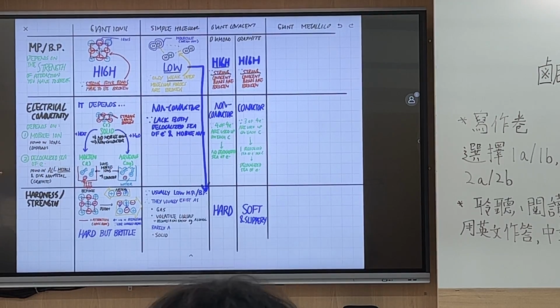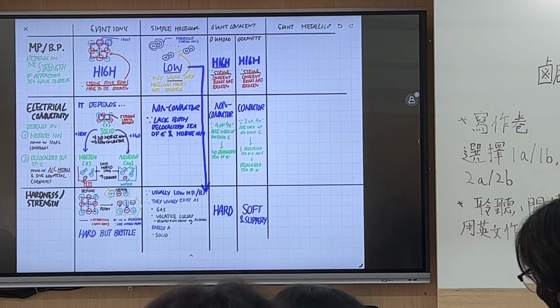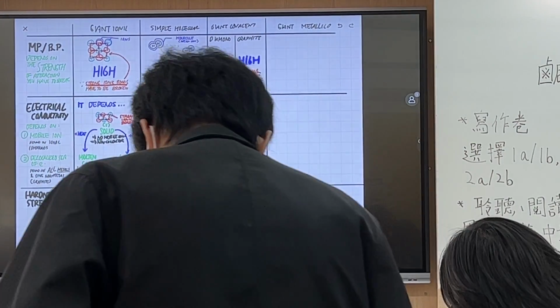After we are done with this topic, we will have a test. Okay, because this is the last part of this section. The next topic will have a test. So we will have a test in 1 or 2 weeks.